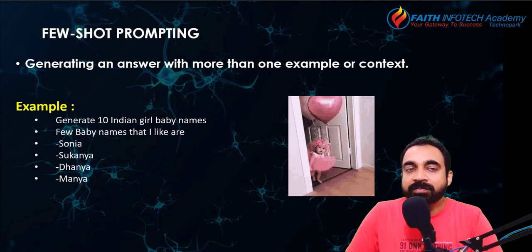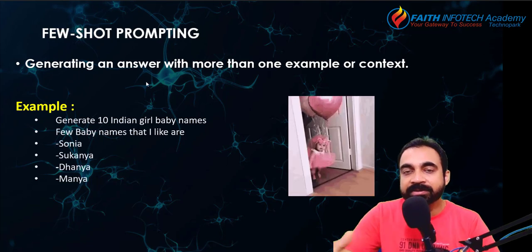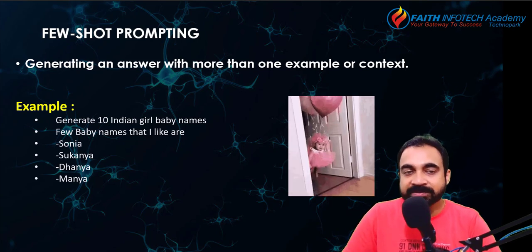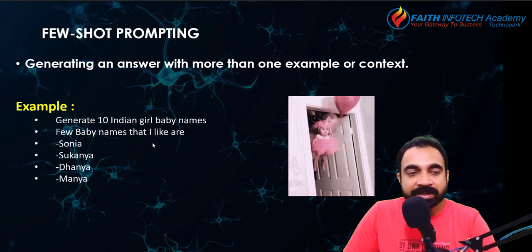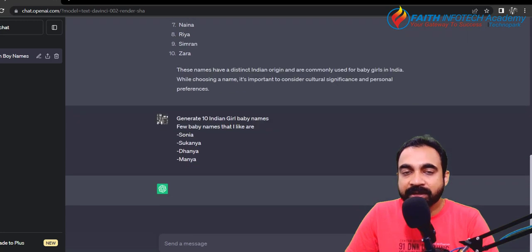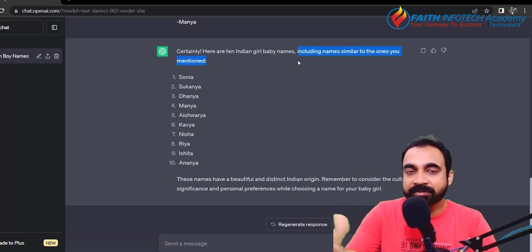And move on to multi-shot or few-shot prompting. Here we are providing more than one example or context to get the result. You can see the same prompt. We are giving a few baby names that I like: Sonia, Suganya, Danya, and Manya. Send, and you can see I'm getting 10 Indian baby girl names, including names similar to the ones that we mentioned.